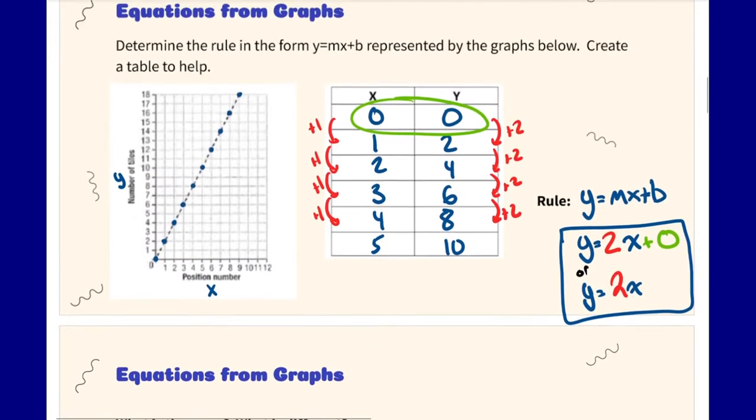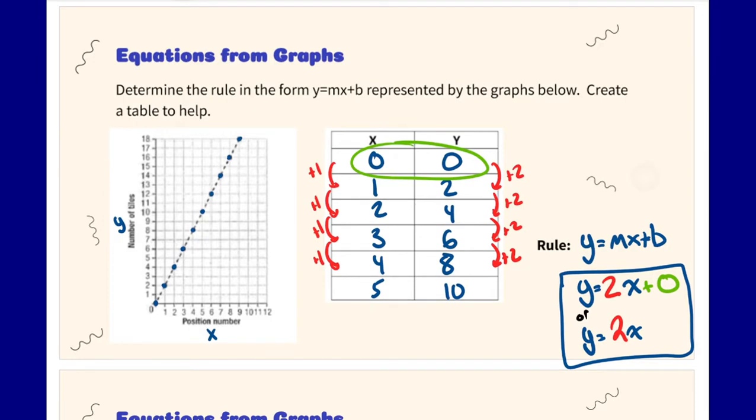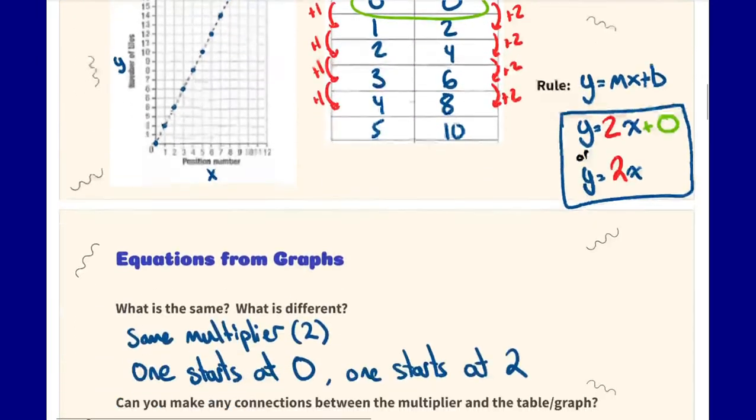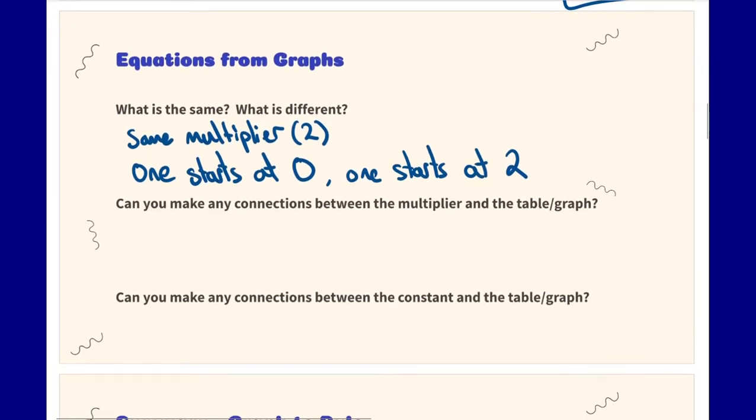Again, looking back over them, you could look at the table, you could look at the equation, you could look at the graph. But I think those are the two main things that are different. You could talk about the relationship, one's increasing or one will have more after a certain amount, that type of thing. But the main thing that's the same is they have the same multiplier. You could say both lines. How are they different? The main difference, or the only difference, is that one starts at 0, one starts at 2.